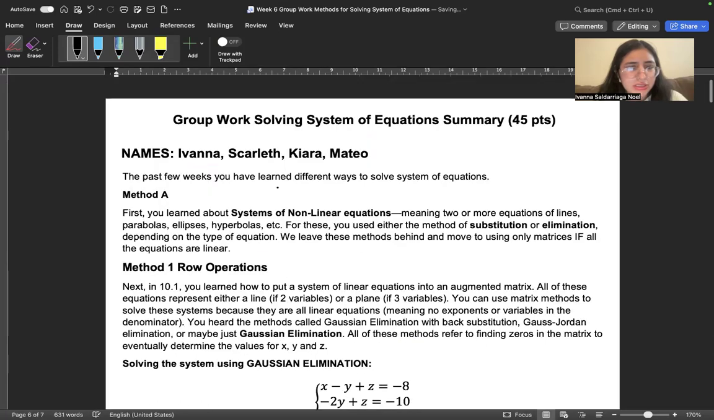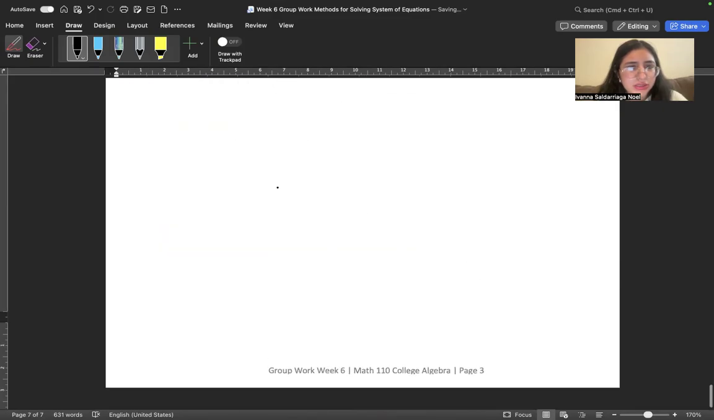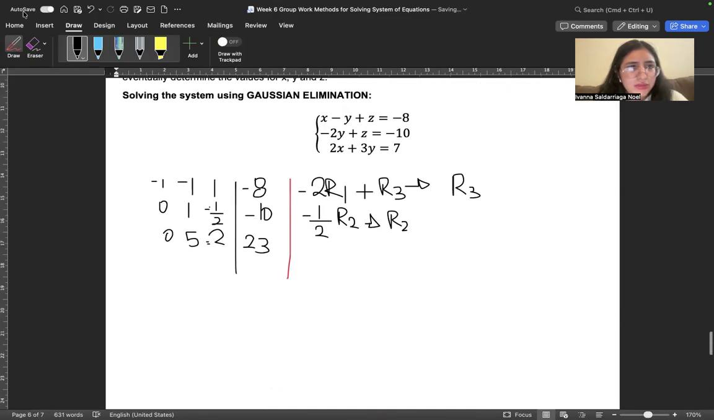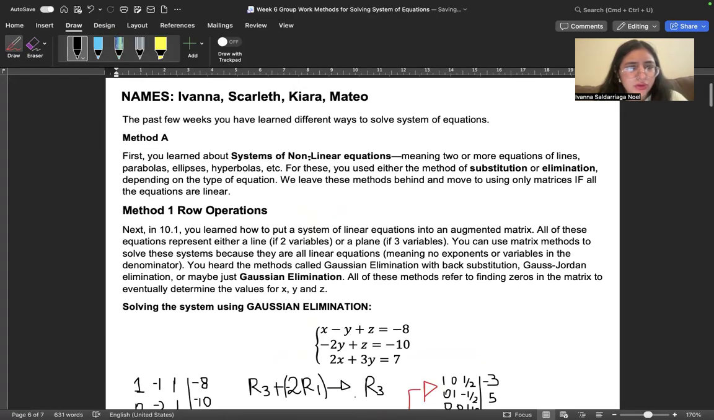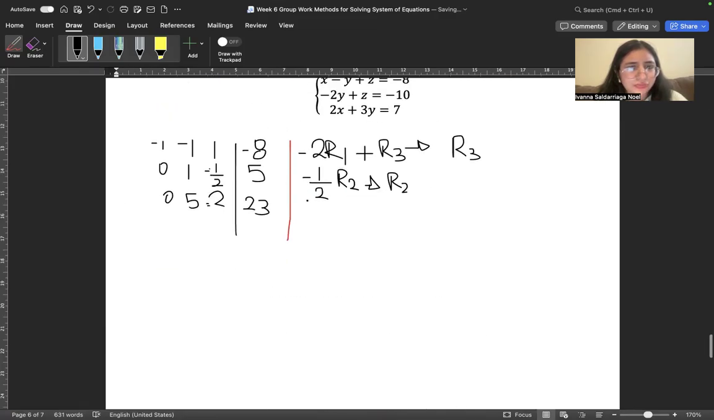Am I correct? Yes. And also, the minus 10 divided by minus 1/2 becomes 5. Okay. Yes. Okay. And then we want these numbers to become 0.